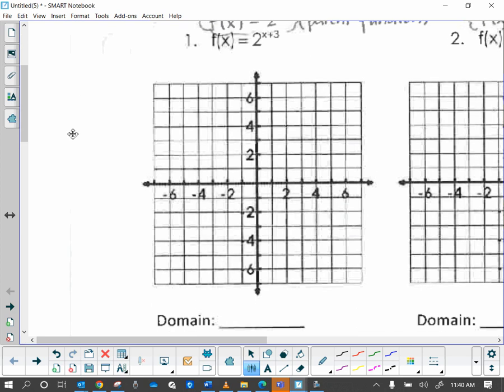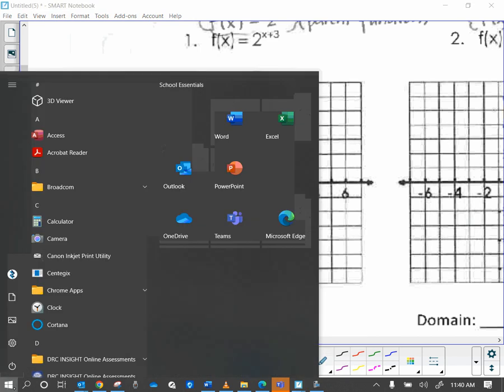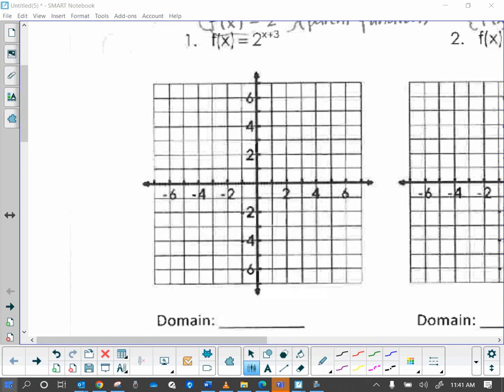Okay, so the points we had were negative 4, so find where x is negative 4, and then y is 0.5, so 0.5 is going to be halfway between 0 and 1. So halfway between would be right there. Okay, then we've got negative 3 and 1. And we've got negative 2 and 2. Negative 1 and 4, 0, and then 8 is going to be way up there somewhere.